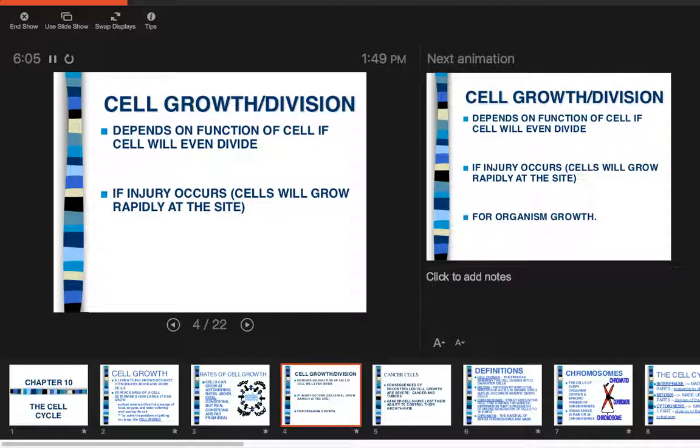So another thing that could speed up or affect cell division is injury.